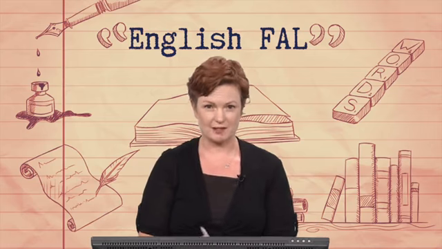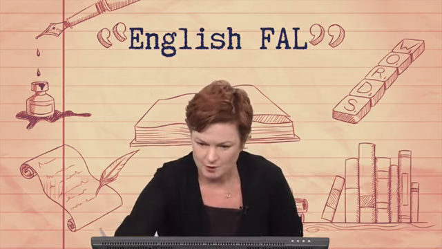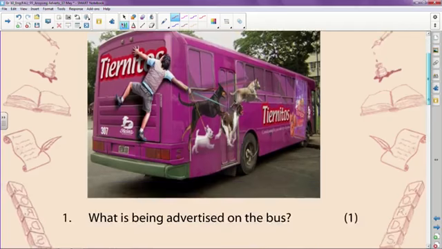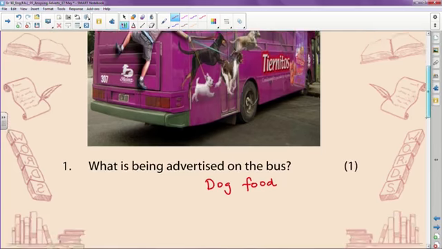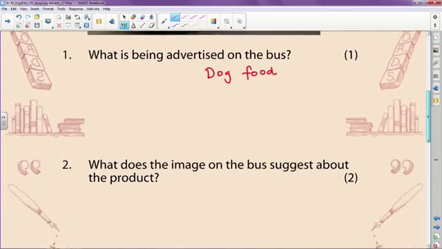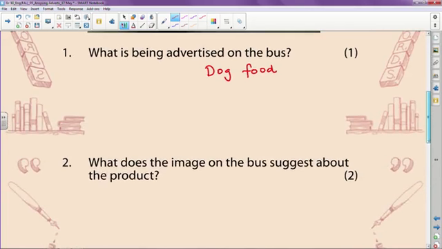Let's have a look at the questions together. Question number 1. What is being advertised on the bus? Well, this is pretty easy. All right, dog food. Remember, you're going to be writing in full sentences. I'm just writing keywords. Question number 2. What does the image on the bus suggest about the product? Well, pretty much you could say it's irresistible to dogs. So delicious that dogs will run away with their owner. Okay, again, remember you're writing in full sentences.